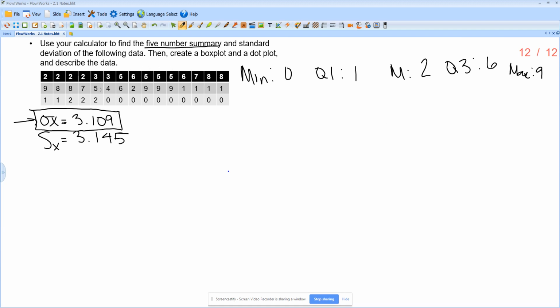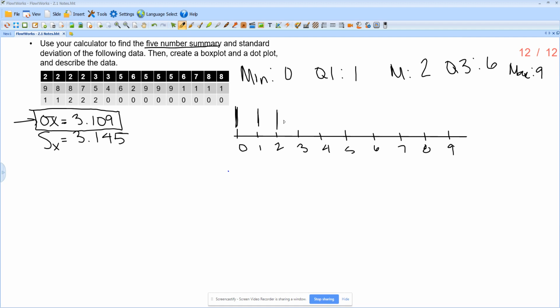So there, I didn't have to organize this at all. I didn't have to calculate medians. I just typed it into a calculator and it spit that all out to me. What I want to now do is create a box plot and a dot plot and describe the data. So if I'm going to create first a box plot, I'm going to number this from 0 all the way to 9. And again, I draw a line at each one of these. So 0, 1, 2, 6, 9. Connect Q1 and Q3 and draw towards your whiskers.